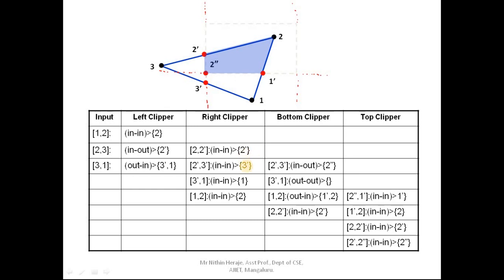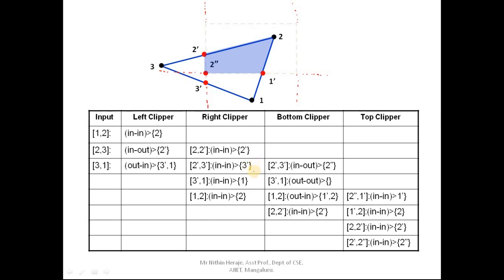First is 2 dash, 3 dash. So where is 2 dash? 2 dash is here, 3 dash is here. So 2 dash is inside, 3 dash is outside. So in to out, when it is into out, the output will be 2 double dash, that is this particular intersection point. That is 2 double dash will be saved as output.